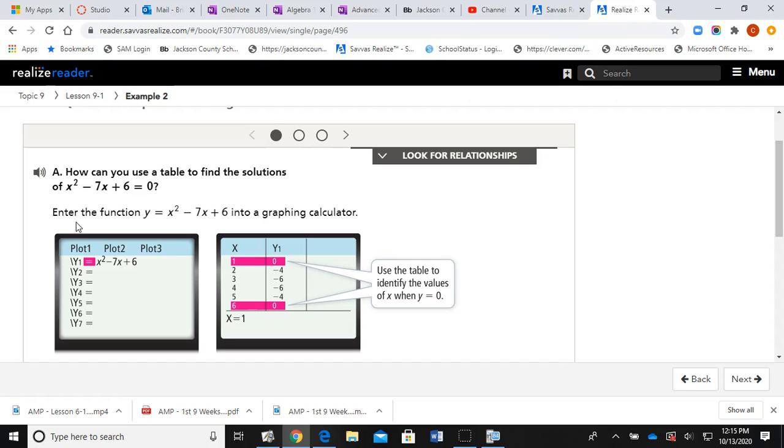Easy enough? So you plug it in, then you press second graph to get to your table, and you're just looking for what makes the y 0. 1 and 6. Now, to me, it's easier just to look at the graph, because where did it cross the x-axis? 6 and 1. So it's just another tool in your toolbox.